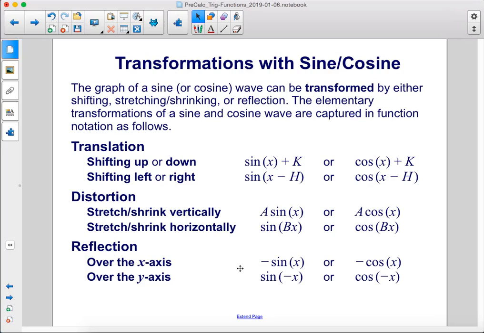Reflection over the x-axis is negative sine x or negative cosine x. Reflection over the y-axis is sine of negative x or cosine of negative x.